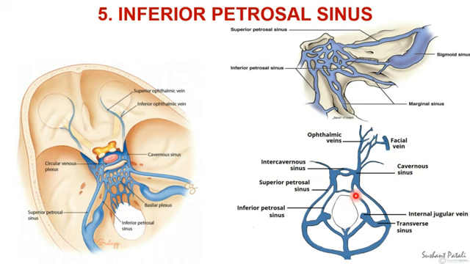Now, what are the tributaries of the inferior petrosal sinus? There are two tributaries. The first one is the labyrinthine veins, which drain blood from the cochlear canaliculus and the aqueduct of the vestibule. The second tributary is veins from the medulla, pons, and the cerebellum.